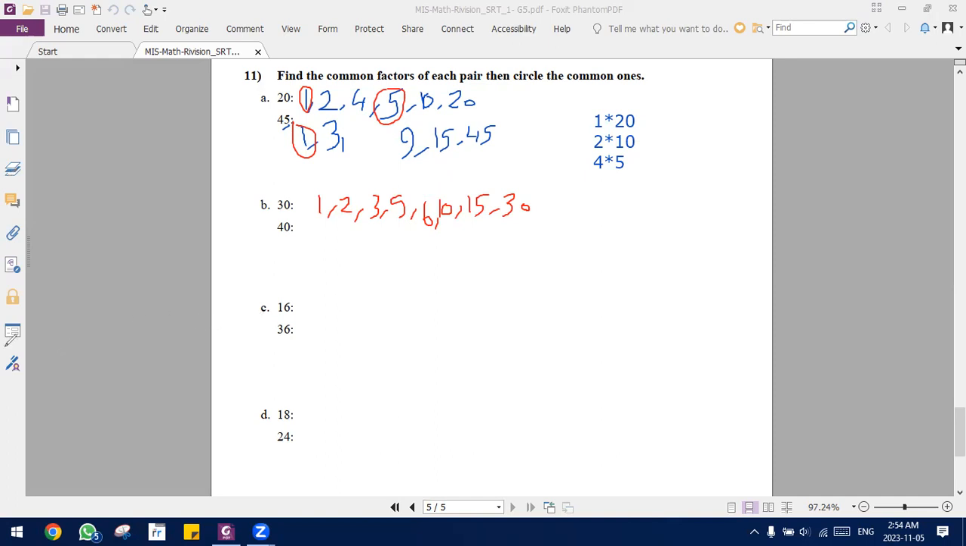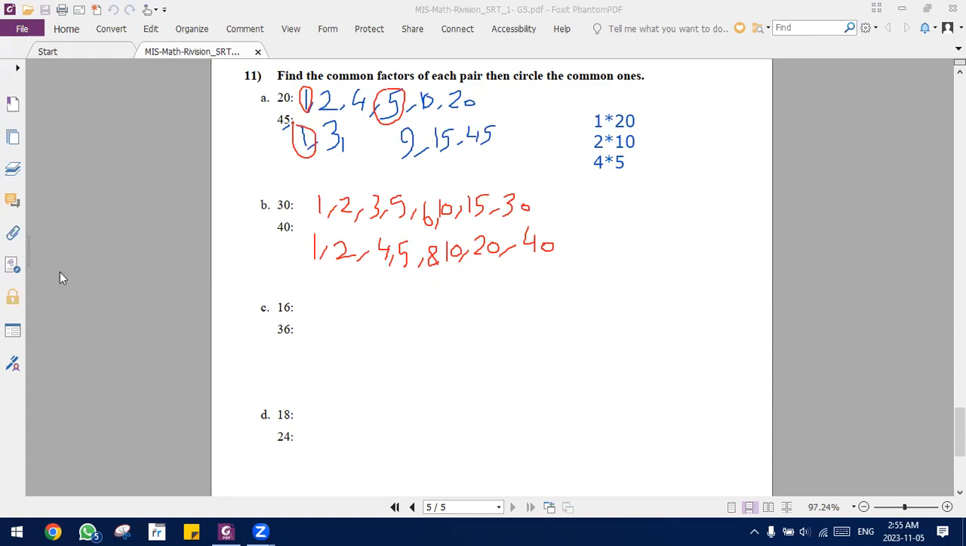Now let's make it 40. 1 times 40 is 40. 2 times 20 is 20. Then can I divide by 3? Let's try. 4 plus 0 is 4. No, we cannot divide by 3. Can I divide by 4? Of course. It's 4 times 10. Can we divide by 5? Yes. 5 times 8. Can we divide by 6? No. 7? No. So that's it. 1, 2, 4, 5, 8, 10, 20, 40.